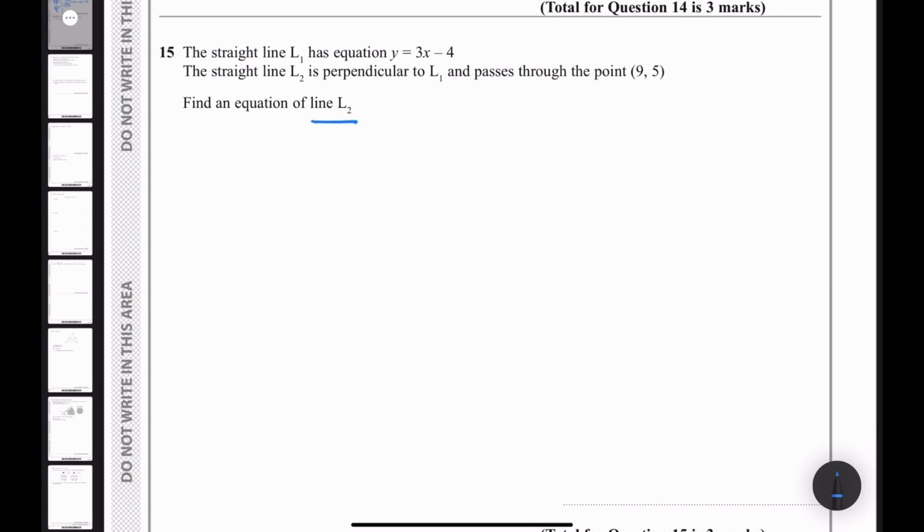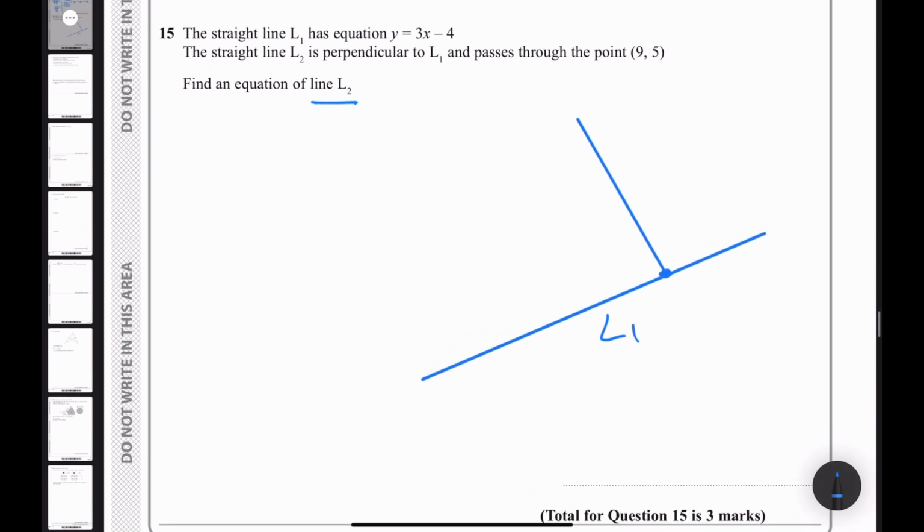So we have two lines. For example, that's L1. And there's a line perpendicular to it over here. That's L2. And this point over here is (9, 5). We have been given the equation of line L1, that is y equals 3x minus 4. So we have to find out the equation of line L2.